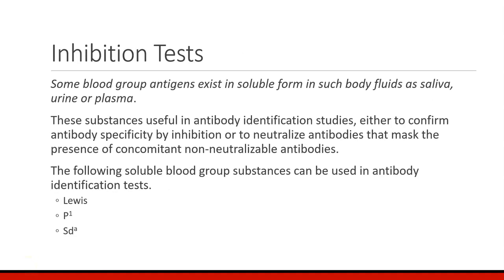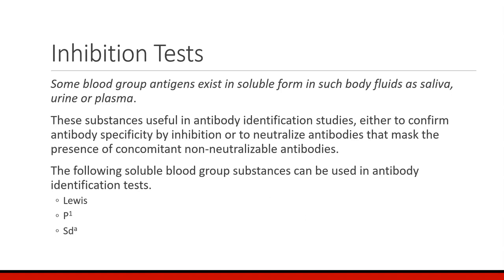Inhibition tests are very useful. Some blood group antigens exist in soluble form in such body fluids as saliva, urine, or plasma. These substances are useful in antibody identification studies, either to confirm antibody specificity by inhibition or to neutralize antibodies that mask the presence of concomitant non-neutralizable antibodies.